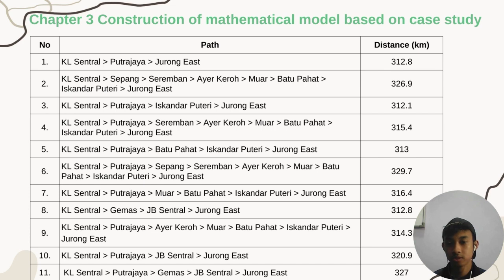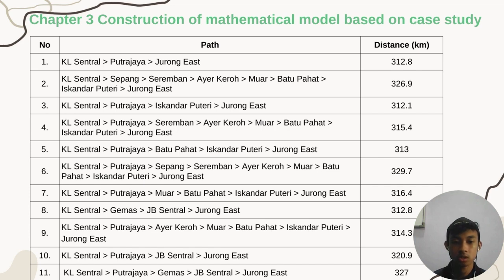For the sixth path is KL Central to Putrajaya to Sepang to Seremban to Aikero to Muar to Batu Pahat to Iskandar Puteri to Jurong East. The total distance for the sixth path is 329.7 km.